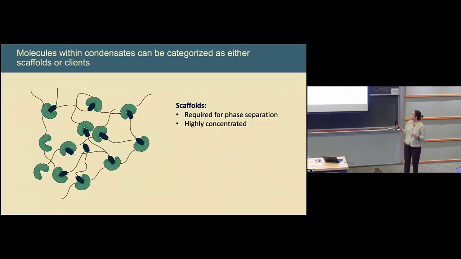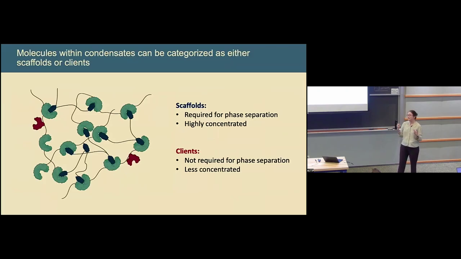Okay, so I'm going to talk in the scaffold and client framework. We've heard this also throughout the meeting that when thinking about condensates, there are molecules that are scaffolds for the condensate. These are the molecules that are actually undergoing phase separation to drive the formation of this compartment. So a scaffold, in my definition, is required for phase separation. It's often highly concentrated within the condensate, but then there's also a lot of other proteins that come along for the ride. So the clients can be recruited to the condensate by directly or indirectly interacting with the scaffold. They can often be very important for the function of the condensate, but they themselves do not undergo phase separation. And they can often be maybe less concentrated than the scaffolds.